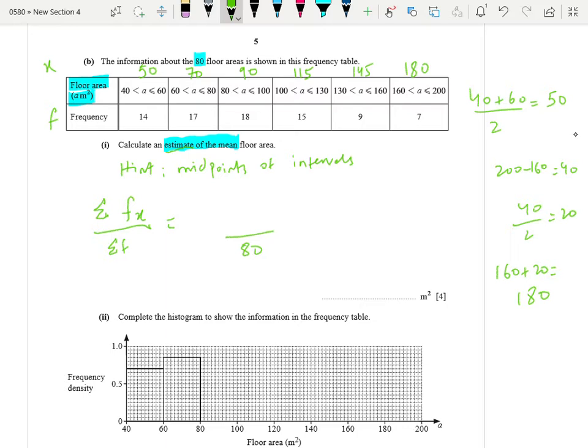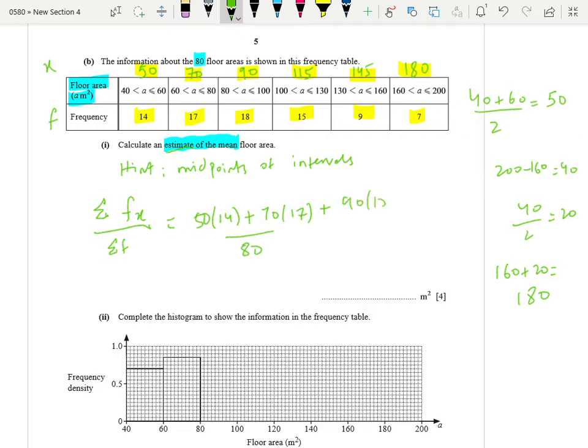Nobody has their x with them, but I do. So let's multiply x with f right here. So you get 50 times 14 plus 70 times 17. I hope you are following through, and let me assist you here. This value with this value with this, I'm going to multiply. Why? Because these are the corresponding f and x that I need for my formula of group data mean. This is a question of group data.